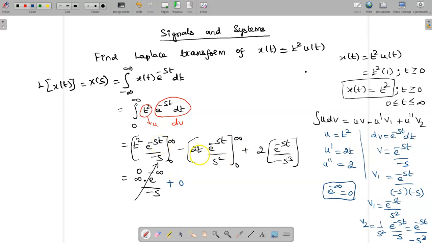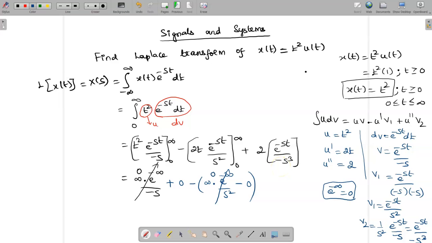Now apply the upper limit as usual. What is the value? Here it is infinity. Infinity into e power minus infinity by s square. Anyway again this value is also what? E power minus infinity, it is 0. Applying the lower limit, 2 into 0. Anyway why? Because t value is 0. Anyway this value is also 0. Okay, so all the terms so far are 0.